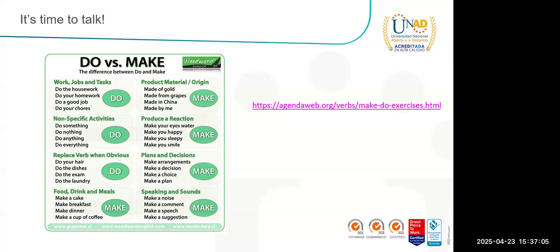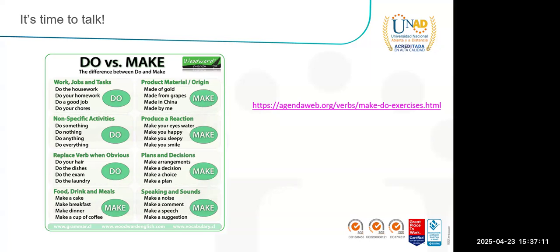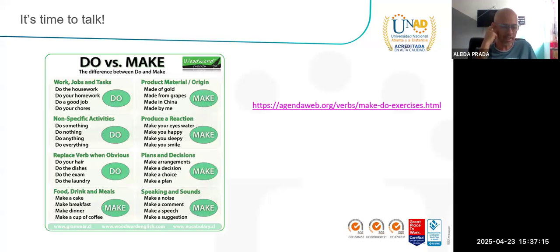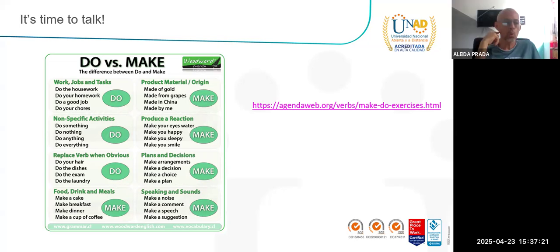Instead of saying wash the dishes, you can say do the dishes. Instead of saying present or take the exam, you can say do the exam. Instead of saying wash the laundry, you can say do the laundry. Those are the cases when we use do.